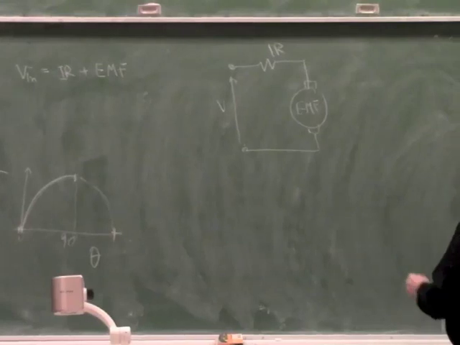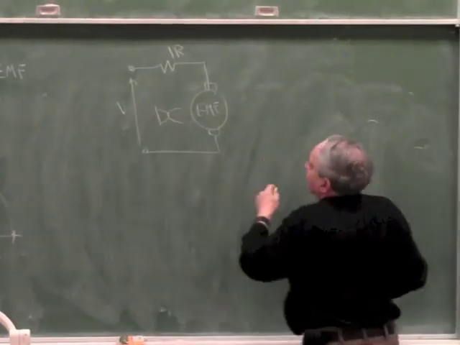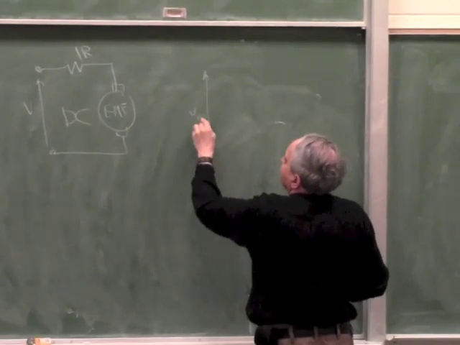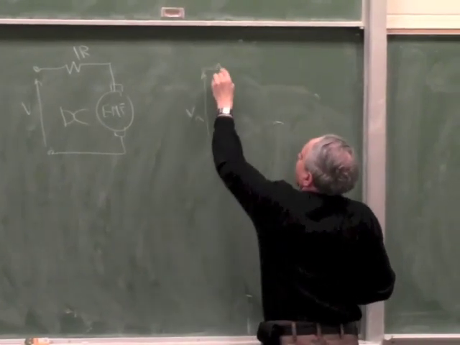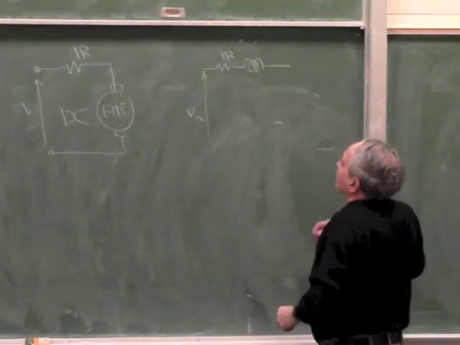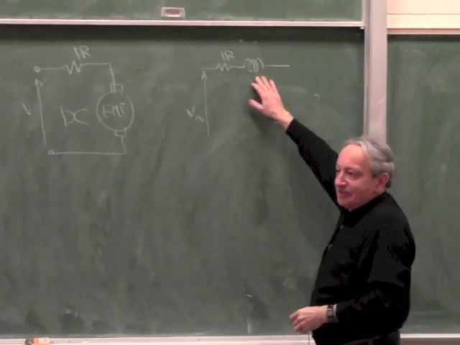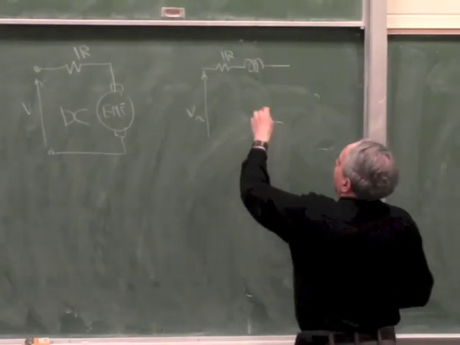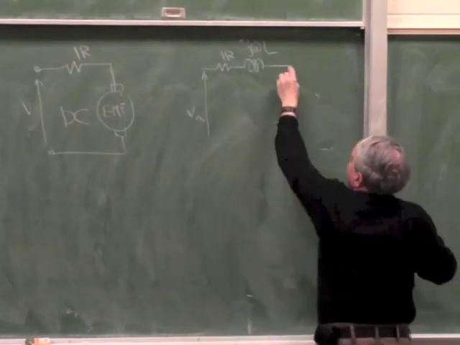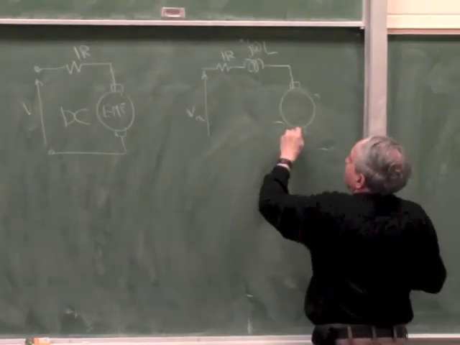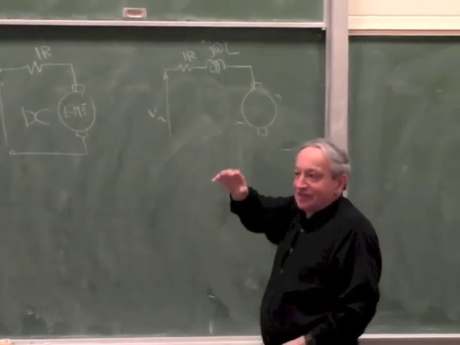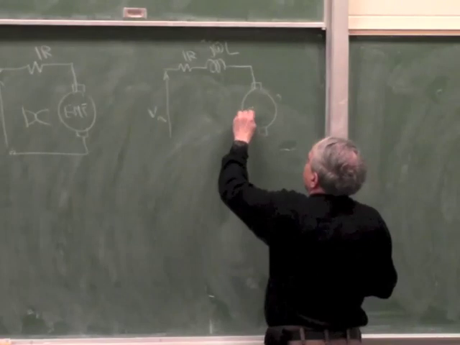Now in an AC motor, so this was for DC. In an AC motor it's a little bit more complicated because the input is actually AC. So now you have IR, but you also have some losses because there is some inductance to the coils. So you also have j omega L, j because it's 90 degrees, and now you have the back EMF. And the back EMF is also a complex number because it's not exactly at the same phase. So it's a little bit more complicated, but the general idea is the same.